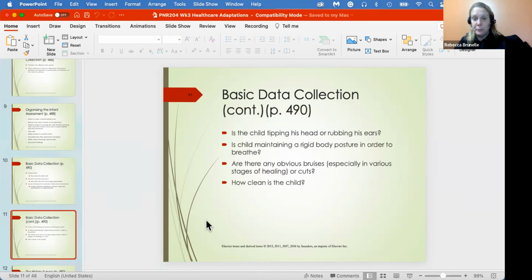before you actually do the physical exam. There are some sorts of infections that happen in kids that we don't necessarily see as often as in adults. So what do you think about a kid who's tipping his head and rubbing his ears? What might be wrong with that kid? Ear infection. Ear infections. Okay.